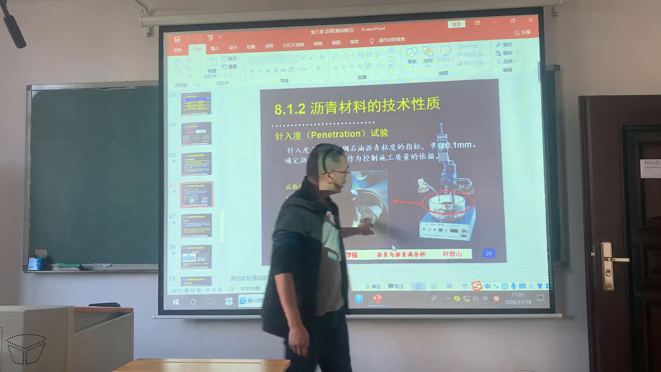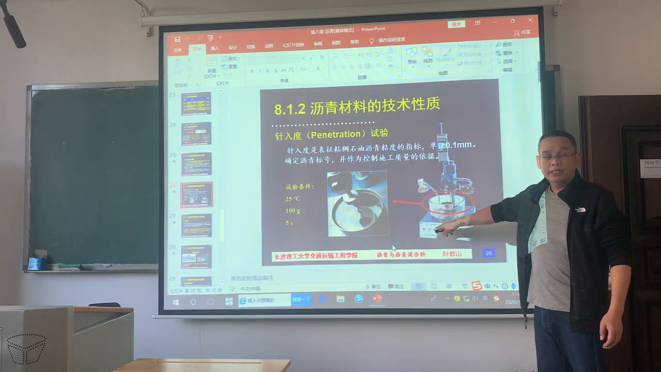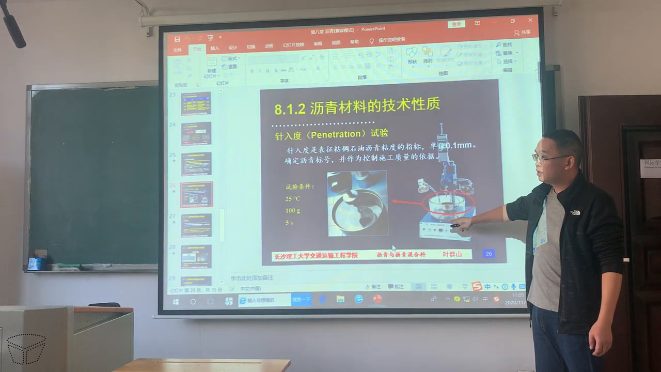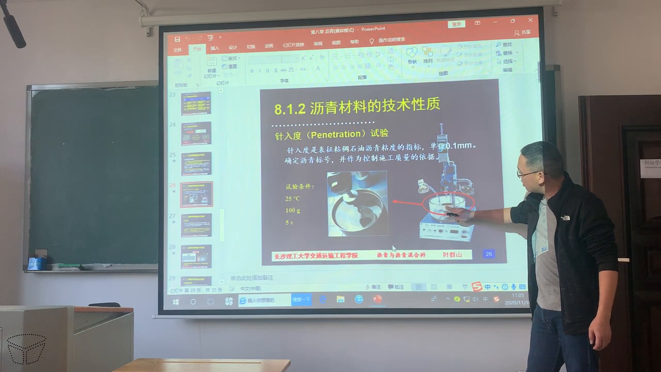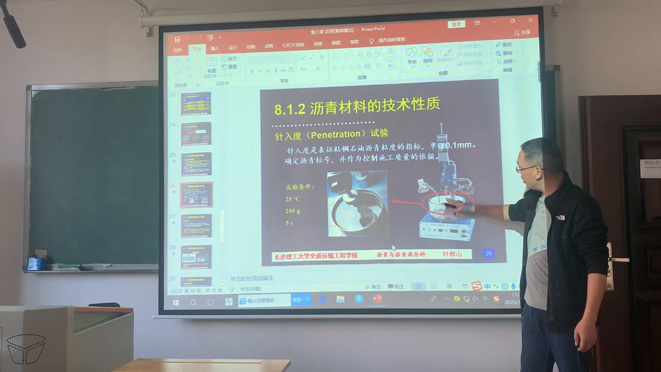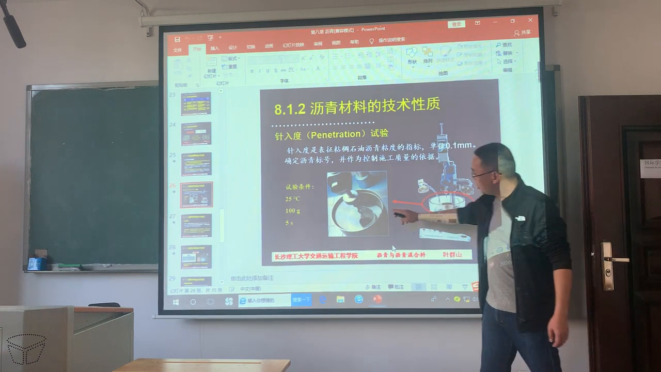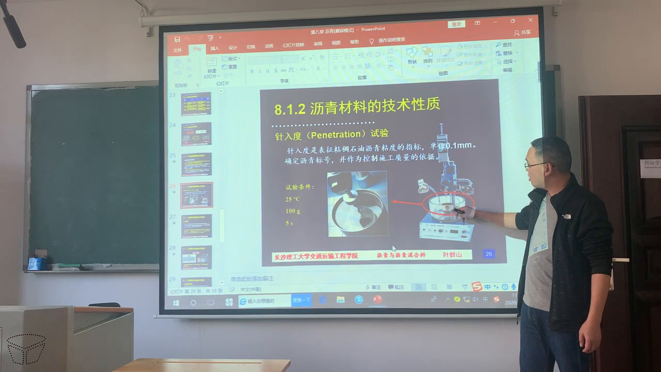This equipment is for the penetration test. It is filled with asphalt, and this is there in the middle, and this is water. And in this filter, there is the water.